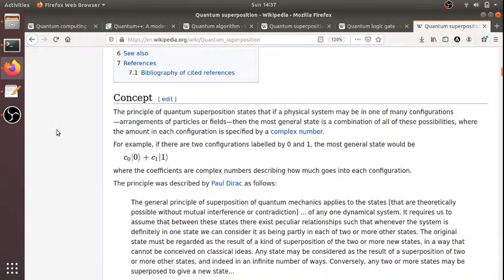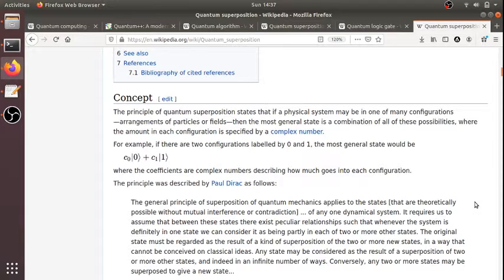The principle of quantum superposition states that if a physical system may be in one of many configurations, arrangements of particles or fields, then the most general state is a combination of all these possibilities, where the amount of each configuration is specified by a complex number.